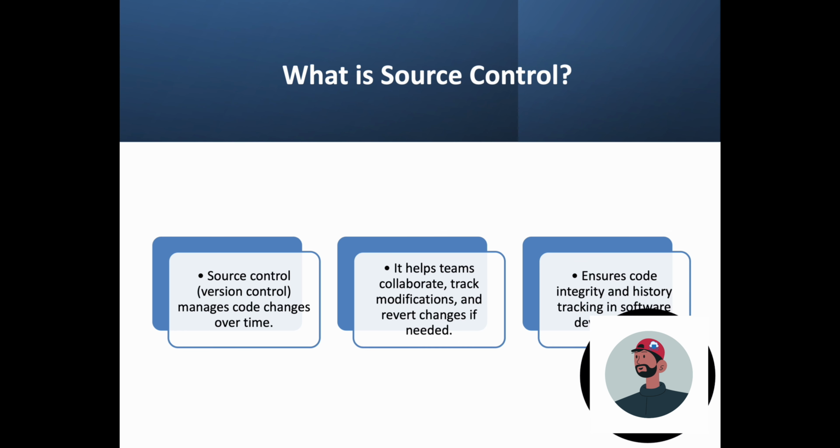Well, also known as version control, it's a system that tracks changes to code over time. It allows multiple developers to work on the same project while maintaining a history of modifications. This is essential for collaboration as it ensures that changes are documented and reversible if needed. By using source control, teams can avoid conflicts, work on different features simultaneously, and also improve the quality of our code.